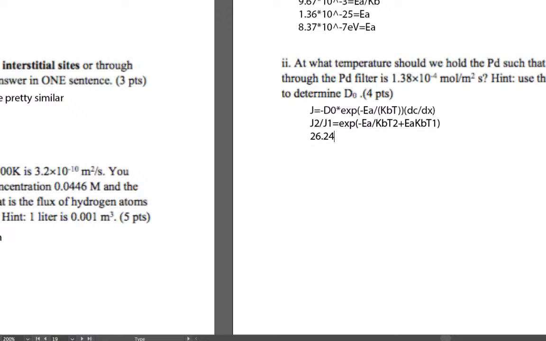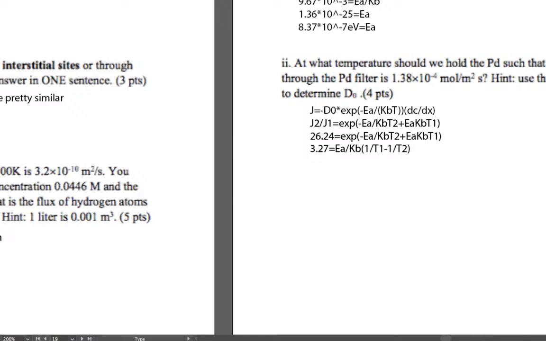That would equal the exponential function of this. Just copy paste that in. There we go. And then we'll just take the natural log of the answer there, just to get the answer. 3.27 would equal EA over KB of 1 over T1 minus 1 over T2.